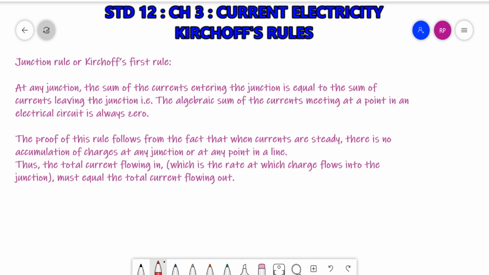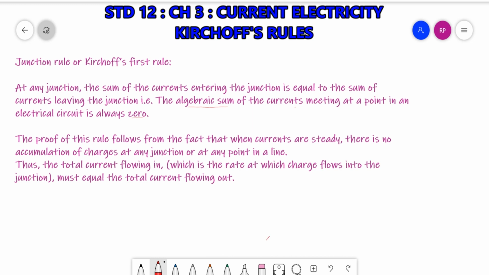Now the junction rule, or Kirchhoff's first rule. See the statement of Kirchhoff's first rule. At any junction, the sum of currents entering the junction is equal to the sum of currents leaving the junction. That is, the algebraic sum of currents meeting at a point in any electric circuit is always 0.